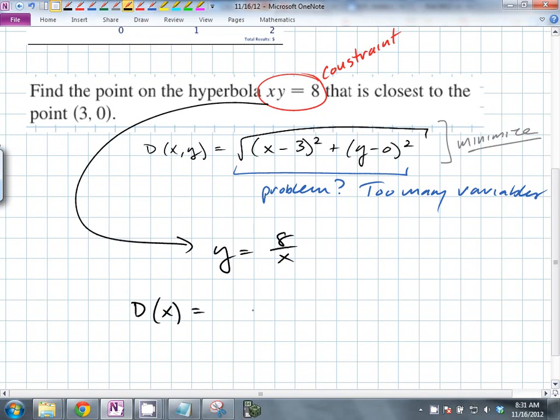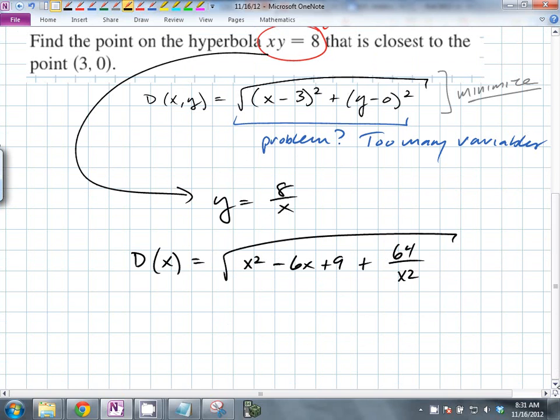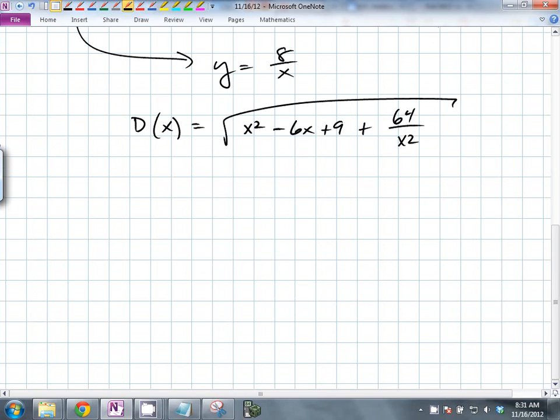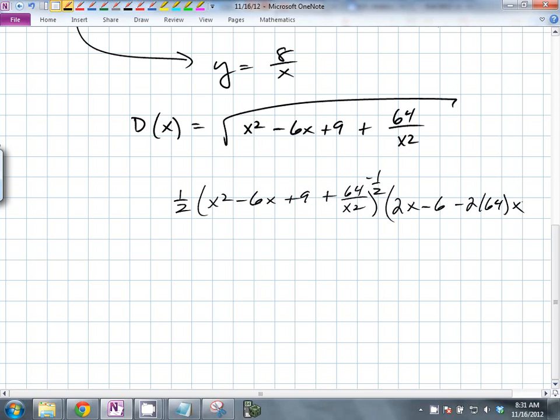And I'm going to multiply it out. x squared minus 6x plus 9 plus 64 over x squared, and it's the square root of this, correct? Right? So now what do you need to take of this? So you're going to end up with 1/2 times x squared minus 6x plus 9 plus 64 over x squared to the negative 1/2 power, times 2x minus 6 minus 2 times 64 times x to the negative 3, right?